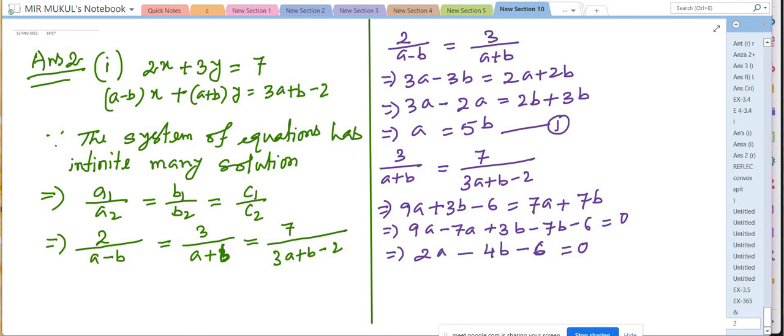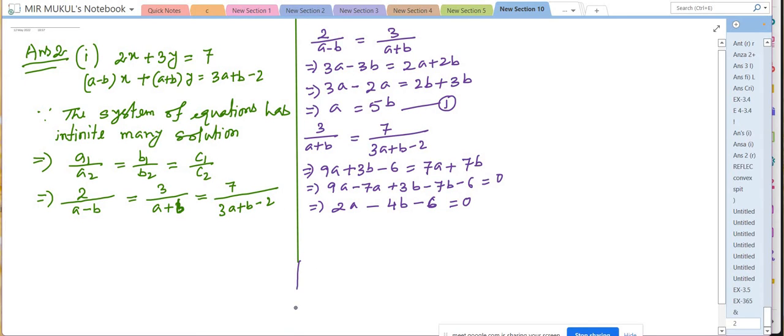Okay, understood? Yes, sir. Okay. So here we are just cross multiplying the terms. That means here three ratios are equal. Taking first and second, you will get one equation. Taking second and third, you will get another equation. Here you can divide the whole equation by 2, or leave it like that, no problem. Tell me which method you will use to solve a and b: elimination, substitution or cross multiplication? The method is not mentioned here.